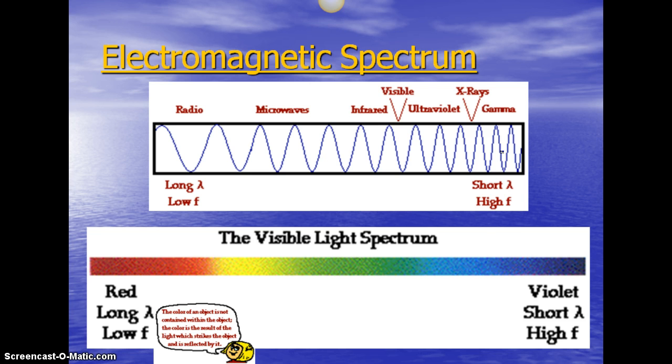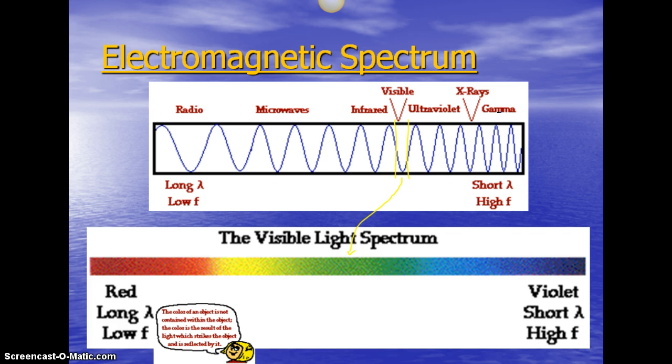So the key things that you need to know, you do need to know the order that they go in: radio, microwave, infrared, visible. And visible here is represented down here with our types, ROY G. BIV: red, orange, yellow, green, blue, indigo, and violet. And then we have ultraviolet, X-rays, and gamma rays.